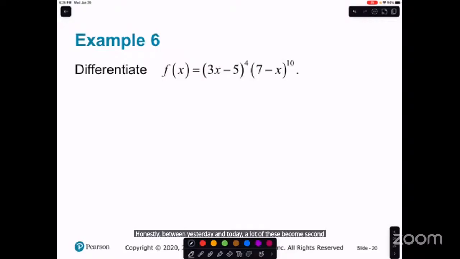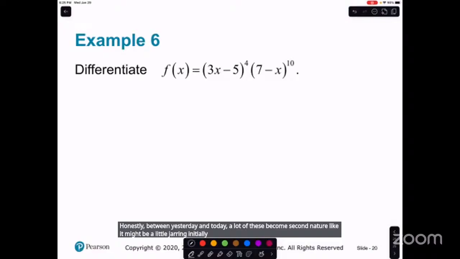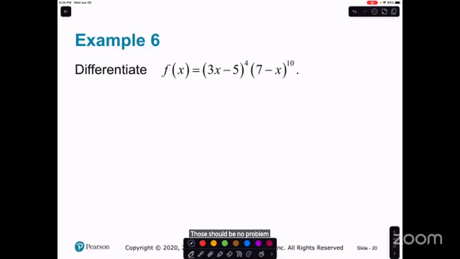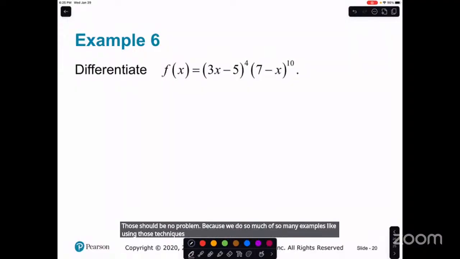It might be a little jarring initially, but fairly quickly, within about 2 weeks, it should just be like, okay, those should be no problem. Because we do so many examples using those techniques, it really does become second nature.